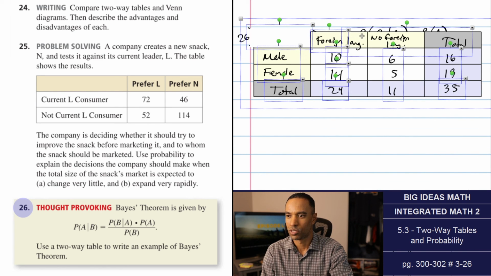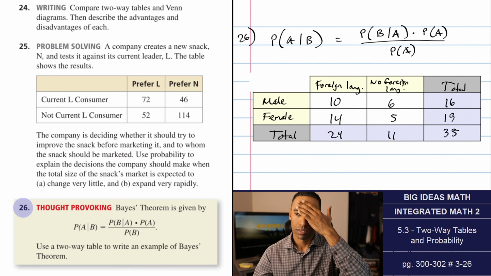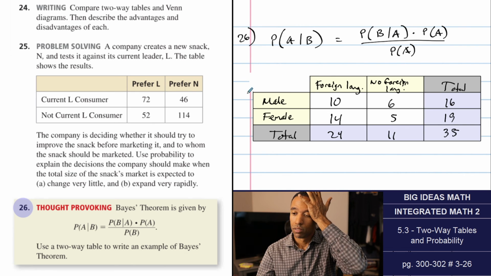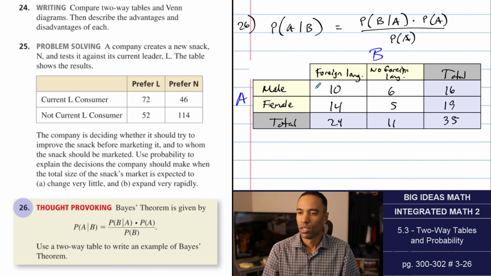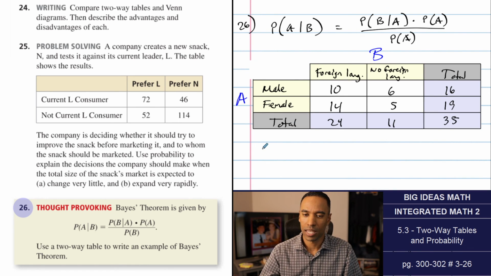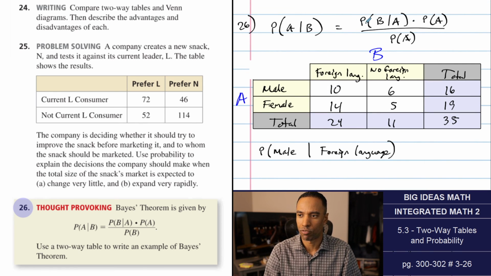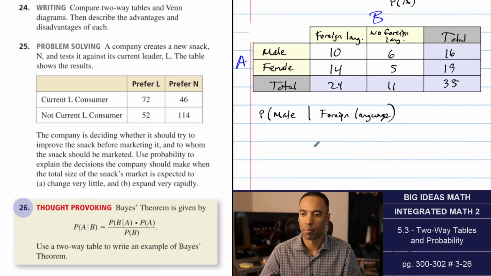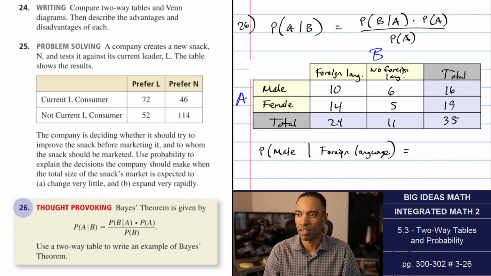Let's see if this works. Let's call this category A and category B. Let's do probability of male given that you take a foreign language. So that means you've got to swap that: probability of foreign language given male. Oh, actually, let's start with this. Probability you're male given you take a foreign language.